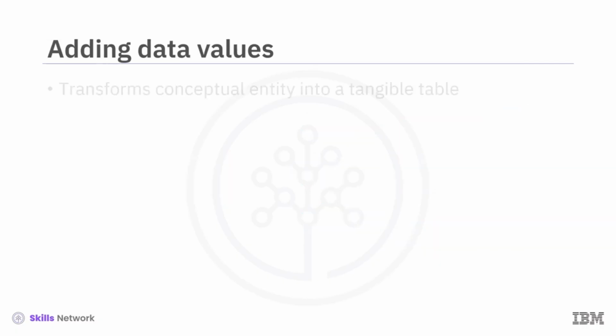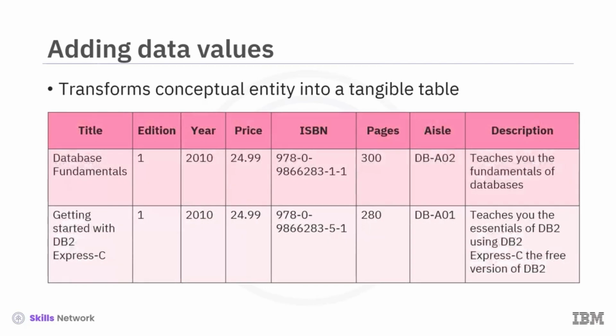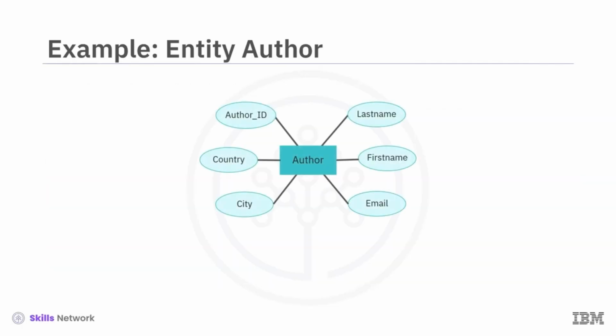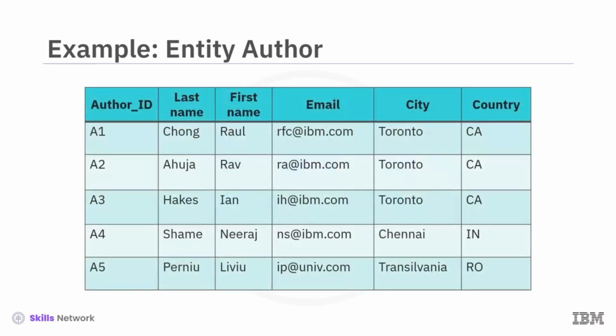The final step is to add data values to the table's columns. You can add the relevant data as shown in the table. The step completes transforming a conceptual entity into a tangible table with specific data. You will follow similar steps for other entities. For example, transform the entity author into the table and translate the attributes into columns. Adding data values into the columns completes the table.